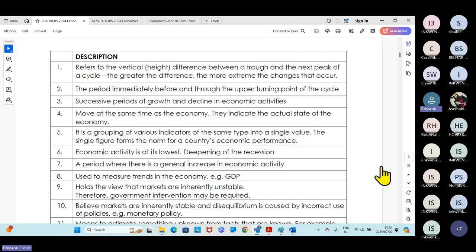Yes, you are correct. Balboa High. It seems like Balboa High is on it with the answers. Thank you so much. It's a coincidental indicator. Number five, this is a grouping of various indicators of the same type into a single value. The single figure forms a norm for a country's economic performance.